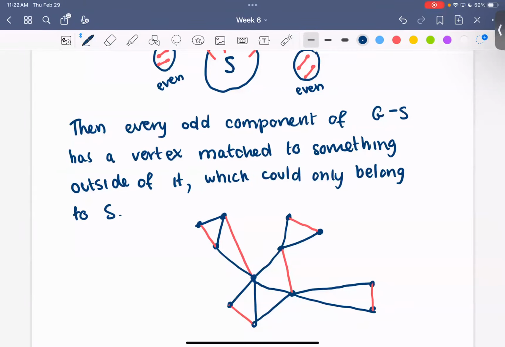Okay, so here is a graph and it has a one factor. If this is my set S, then G minus S has these three components. And all this is saying is the odd components have to have an edge going back into S, because this vertex has to get matched to something via an edge that got deleted. Does that make sense?